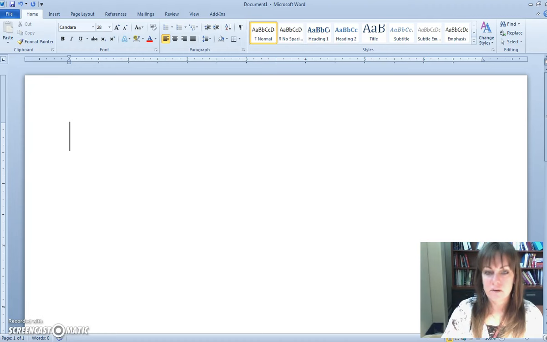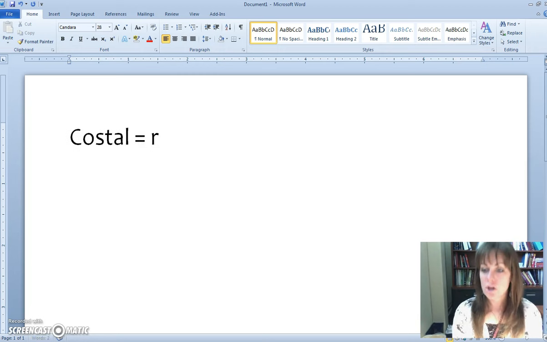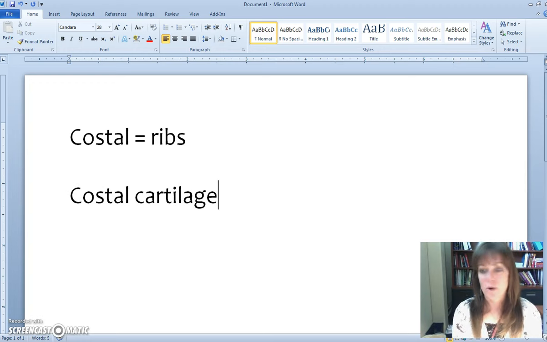And so let me give you a few examples here. So for example, one, we're going to have this word costal. Okay, so anytime you see the word costal, then you're going to know that that refers to ribs. Okay, so the reason why this is going to be helpful is because we're going to be talking about things such as costal cartilage. Where do you think that cartilage is located? It's located near the ribs.